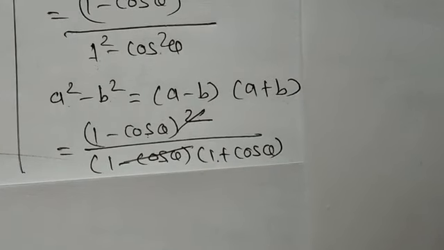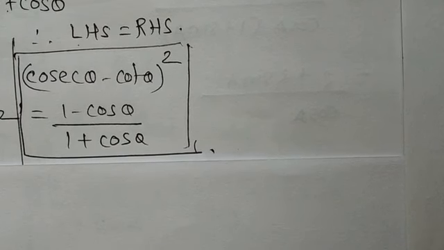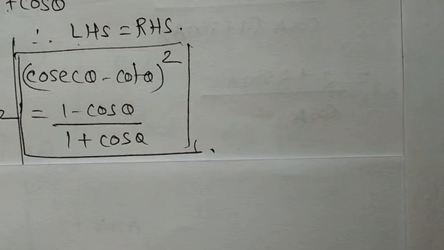And this is our right hand side. So (1 minus cos theta) upon (1 plus cos theta) equals the right hand side, so left hand side equals right hand side. That is, (cosec theta minus cot theta) whole square equals (1 minus cos theta) upon (1 plus cos theta). When we want to prove this type of identity, just convert the terms into sine and cos and then solve it like an algebraic example. For solving identities, you must know the trigonometric formulas and also the algebraic ones. If you know that, then it is a very simple example to prove.